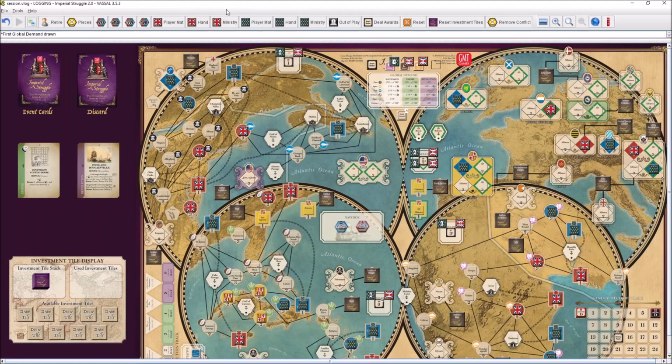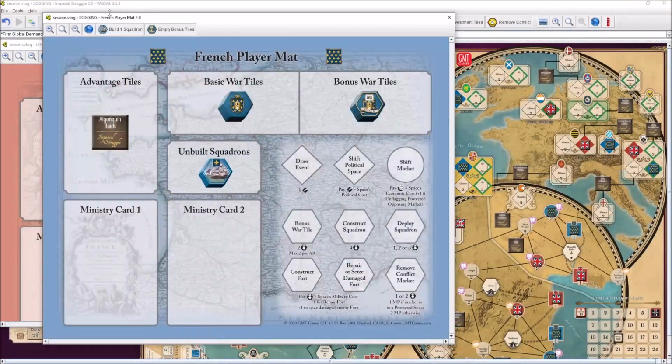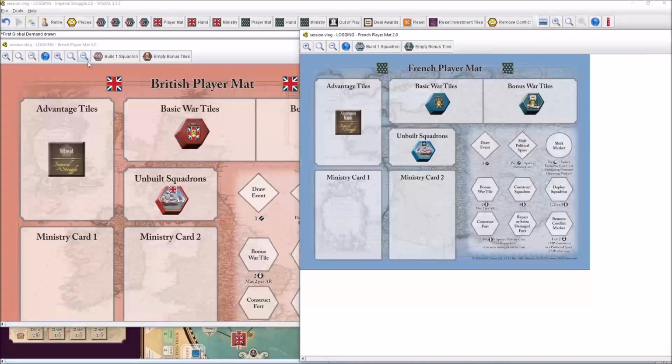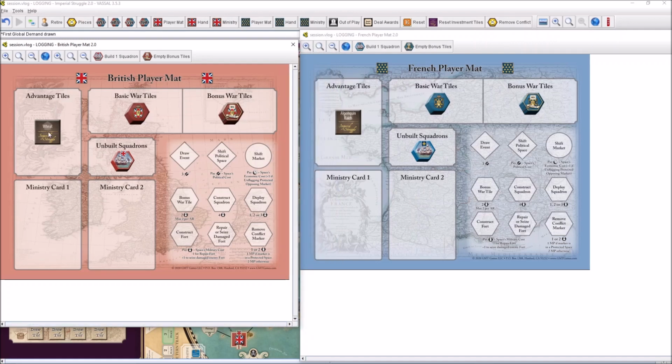At the top of the Vassal module, you actually have a couple of windows. I will start with the player mats. Yeah, there are 2 of them because I'm playing solo. On each and every one of them, you can see the place for the advantage tiles, which I was already showing to you, the rates and the debt. You have basic war tiles and bonus war tiles, also the unbuilt squadrons. Here the ministry cards will go, and a kind of reminder of which actions you can do with what kind of points. So these are the mats.